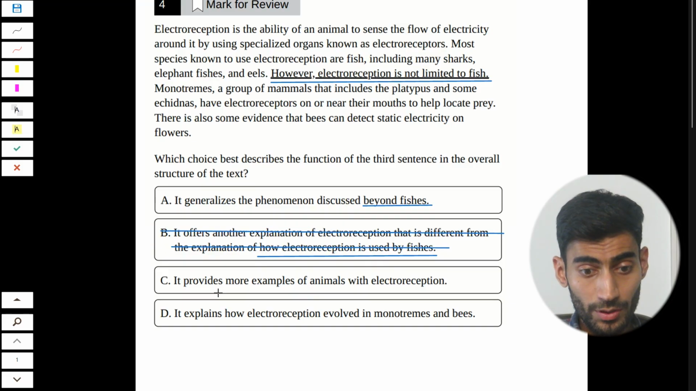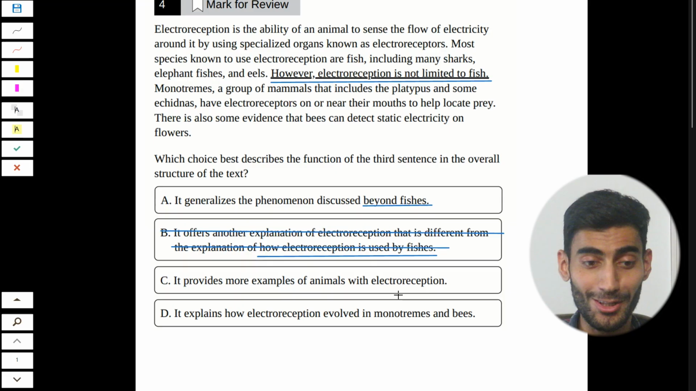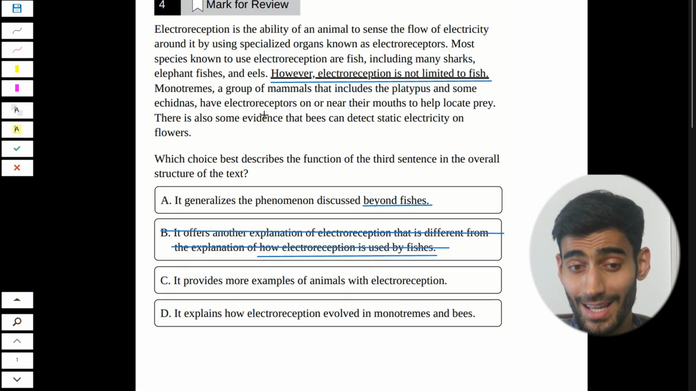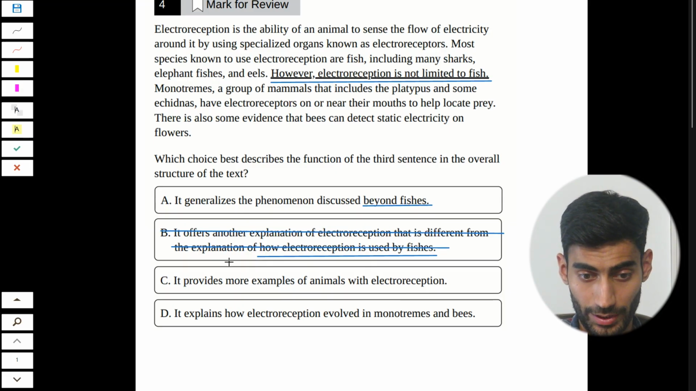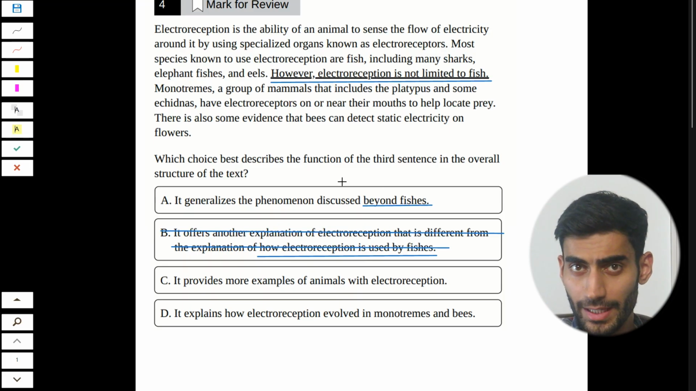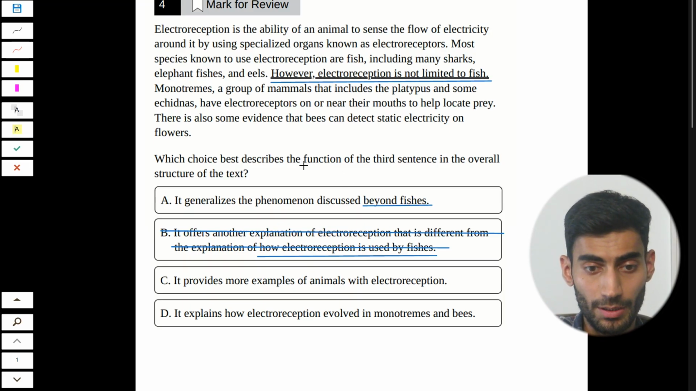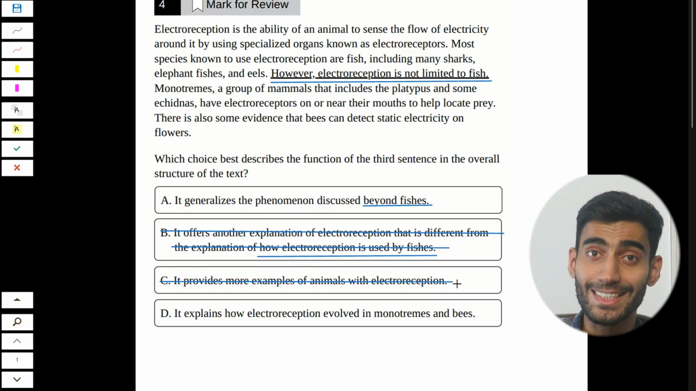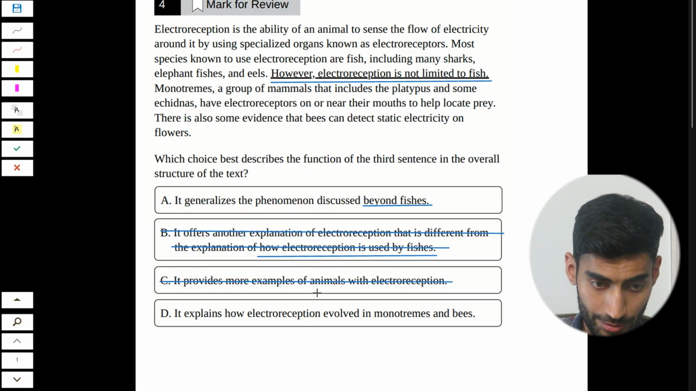C. It provides more examples of animals with electroreception. This is another trap. So the text does provide more examples, but this is not the answer to my question. My question is about the function of this sentence. So I just cross this one out. C is not the correct answer.